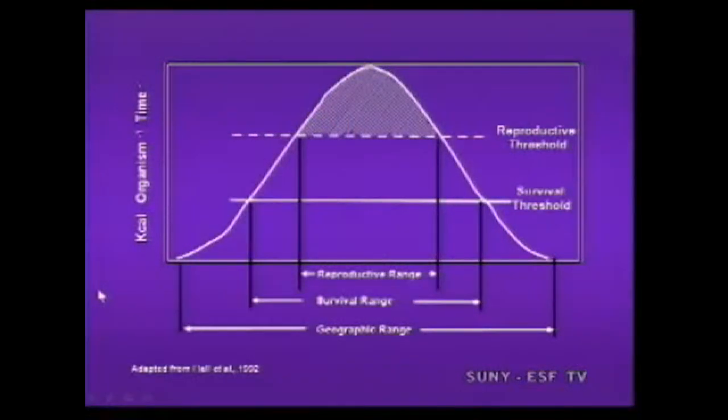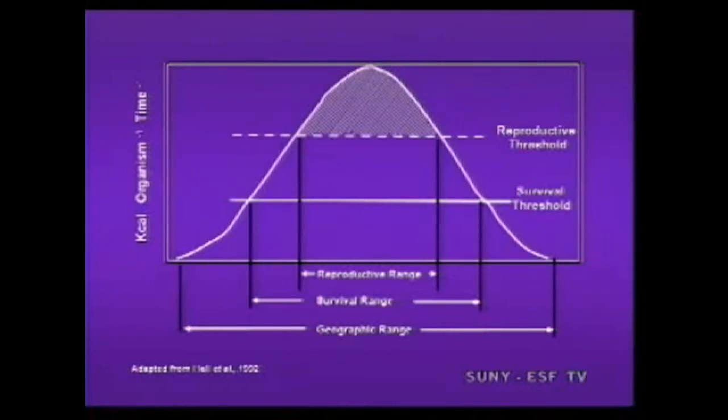So let's look at this graph here. This graph looks a little complicated, but I'm going to break it down for you. On the y-axis we have energy. It's actually energy and time, but you can think of this as EROI. Down on the x-axis we have ranges, but what we're talking about are gradients. And a gradient is a change in environmental conditions over space usually.